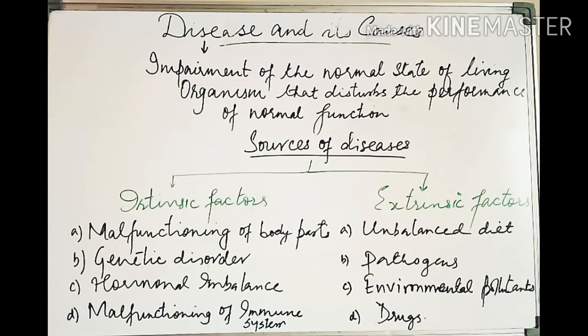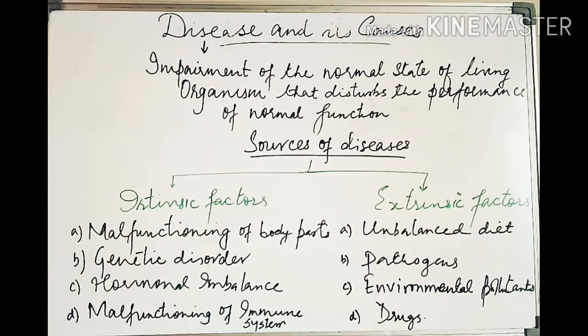Then comes malfunctioning of the immune system. If our immune system is not working properly, if the cells of the immune system are not working properly, then also there can be certain diseases, like allergy. Such diseases which are intrinsic in nature are often metabolic diseases or organic diseases. Examples of such diseases are heart attack, myopia, cataract, cancer, arthritis. There are various diseases that are because of intrinsic factors.